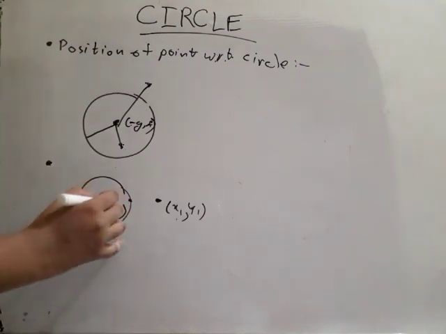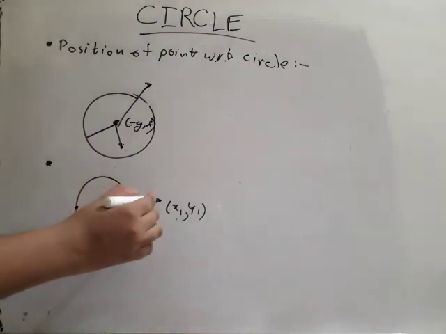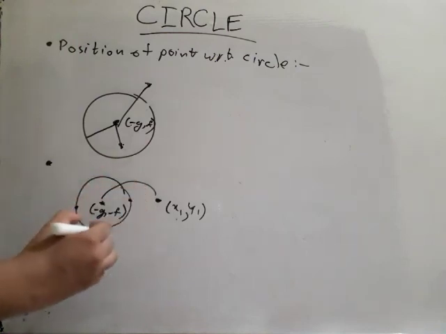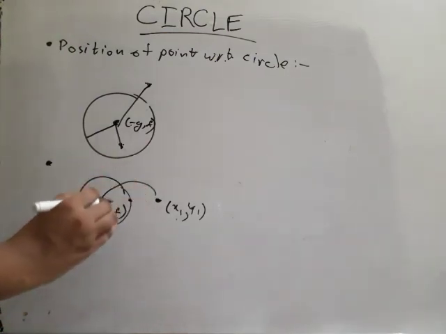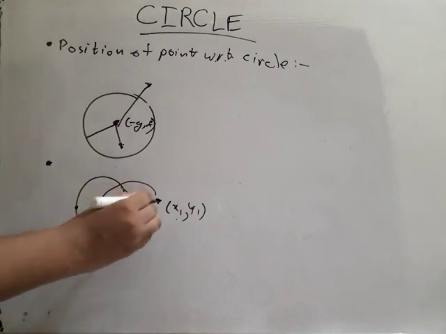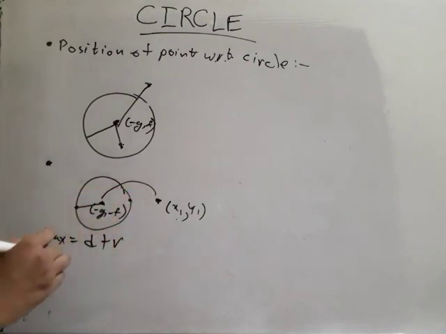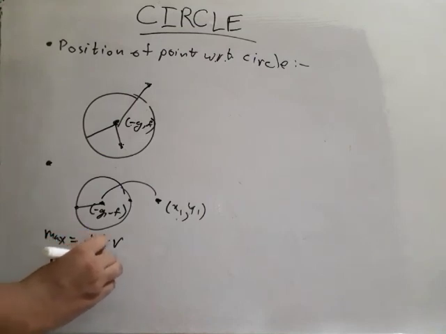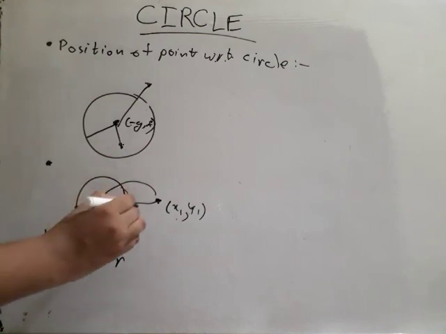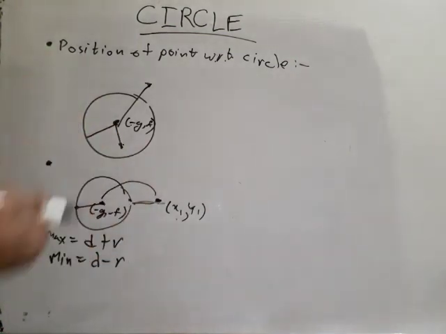So how to do it? First we take out the distance from the center to the given point. Suppose it is d. So the maximum distance becomes d plus r, since this is d and this is r, and the minimum distance becomes d minus r. Suppose this is d, then if we take out the r, what are we left with? The distance from the nearer point to the given point. This is the maximum and minimum distance of a point from the circle.